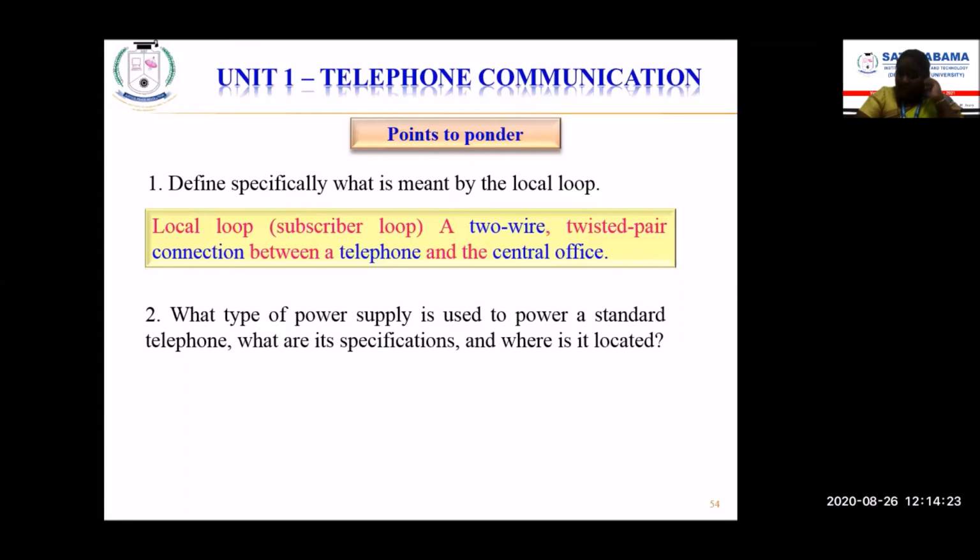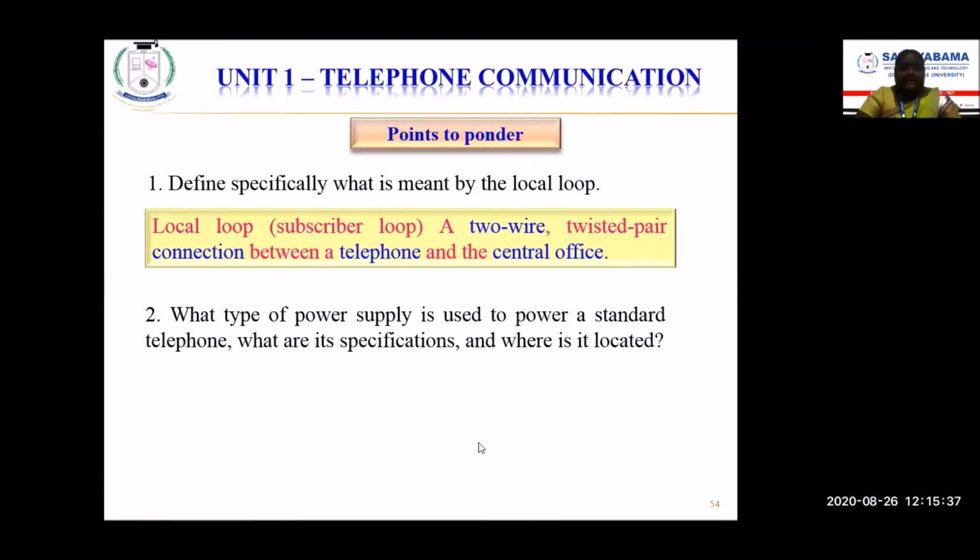What type of power supply is used to power the standard telephone, what are its specifications, and where is it located? Please post your answers in the chat box. DC supply, minus 48 volt. Very good. Kavya has answered. Anjali has answered. It is located at the central office. Very good. Mohan Sai, Pranita, Kirti, Shalini, Reshmi, Rupika, minus 48 volt DC is very good. Karthi, Kavya, Mohammed Taisuf, Lohitya. Thank you for your responses. Many of you have answered correctly. It is a DC voltage supply located at the central office. Thank you so much.